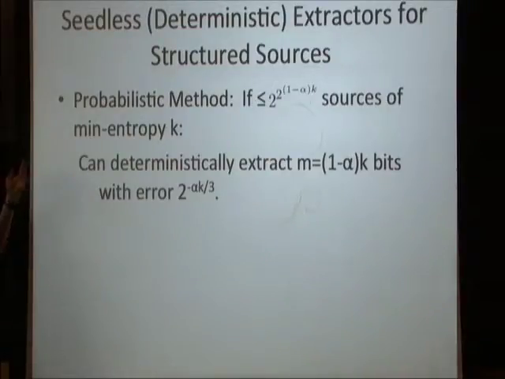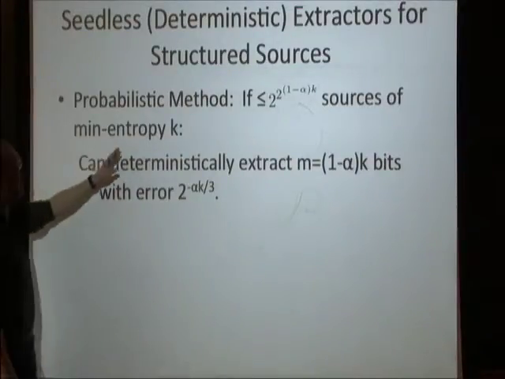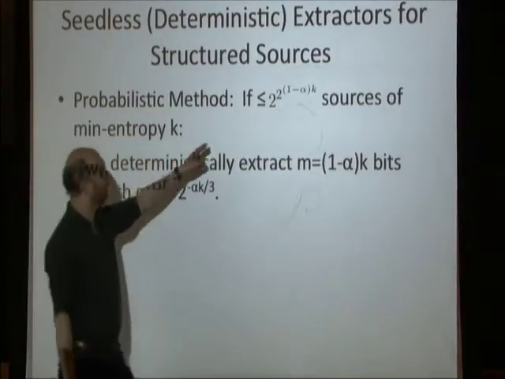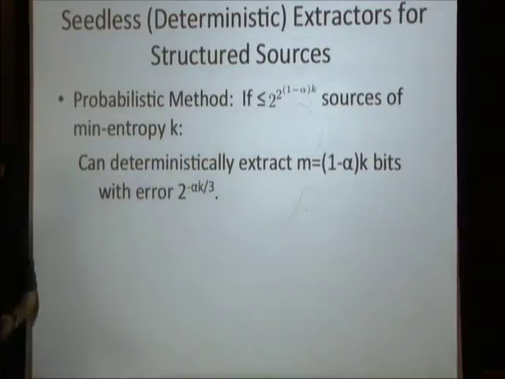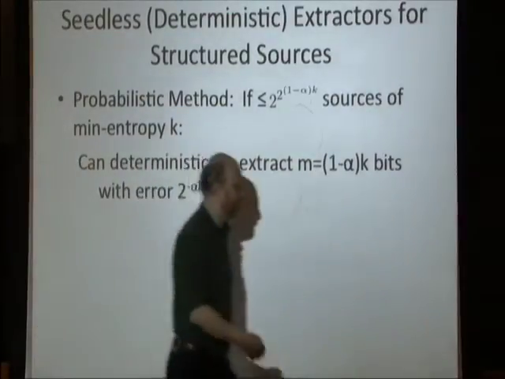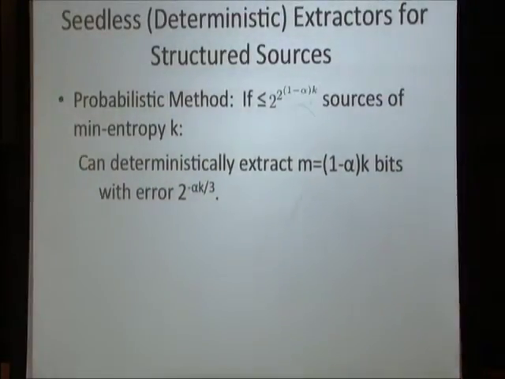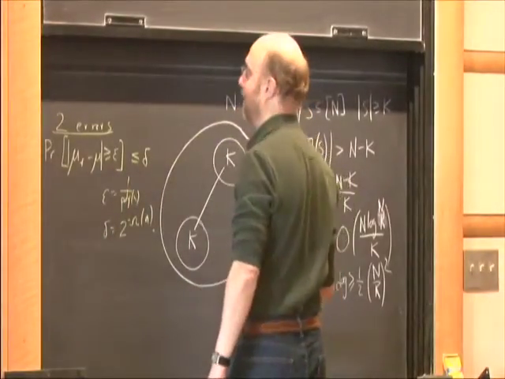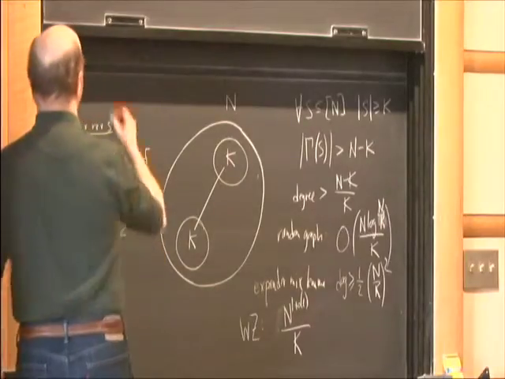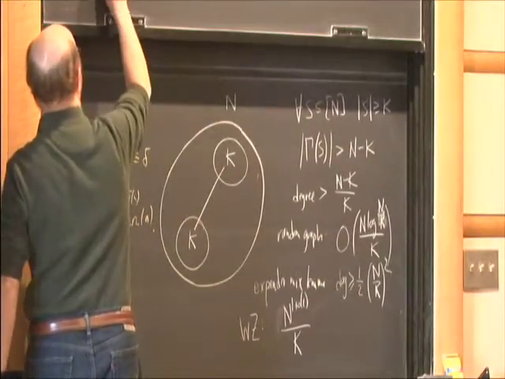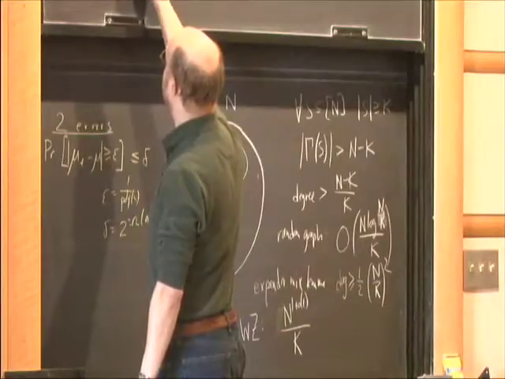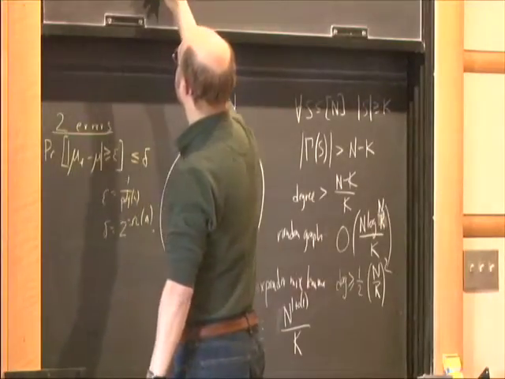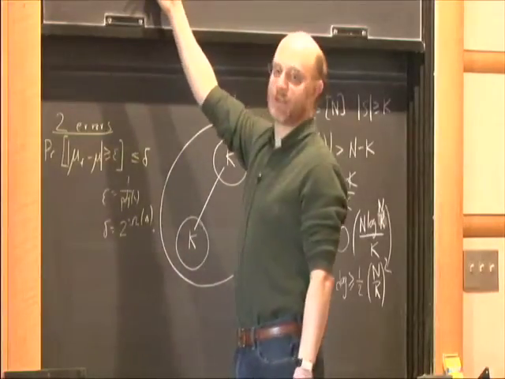So what kind of sources would admit seedless extractors? Well, it turns out that a lot of classes of sources do. In fact, as long as there are at most 2 to the, say, 0.9k sources of min entropy k, there are extractors. And just to compare that to the naive bound, how many sources are there? With min entropy k, there's basically 2 to the N choose 2 to the K possible sources. And this is at most 2 to the N times 2 to the K. Right, so it's doubly exponential, but there's this factor of N here.